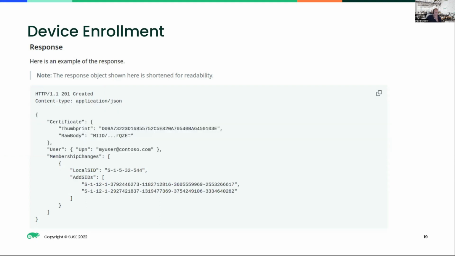The certificate includes a thumbprint, which we don't really need. But then the raw body is just a big certificate blob that we need to save because we use that later during authentication. The rest of the data in the response, I'm not really sure what it's for. The SIDs that it lists are, I think, the group memberships, but they've been mapped. It's the object IDs of the groups that have been mapped to SIDs is what those are.